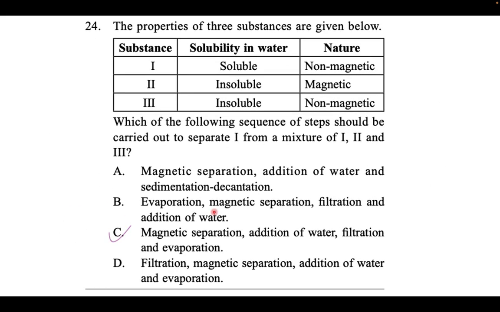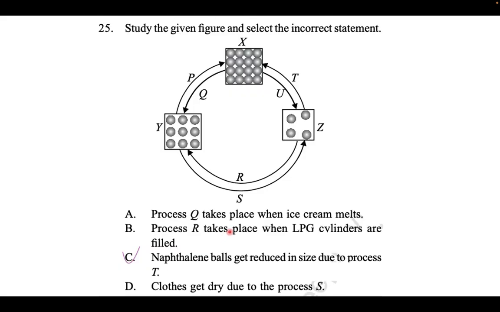Substance 2 is magnetic in nature, hence it can be separated by the method of magnetic separation, leaving behind substance 1 and 3 in the mixture. Since substance 3 is insoluble in water, it can be removed from the mixture by addition of water followed by filtration. Process Q takes place when the ice cream melts. This is true. This process is called melting.